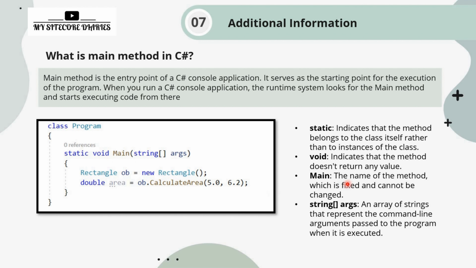Main is the name of your method, which is fixed and cannot be changed. So for the console application, you will have the main method and you cannot change that name. Then string array, an array of strings that represents the command line arguments passed to the program when it is executed. It is basically a console application which can also run from the command line, and you can pass values, and those values are the arguments here, and then you can have logic here that will get executed. So this is the main method in C#.